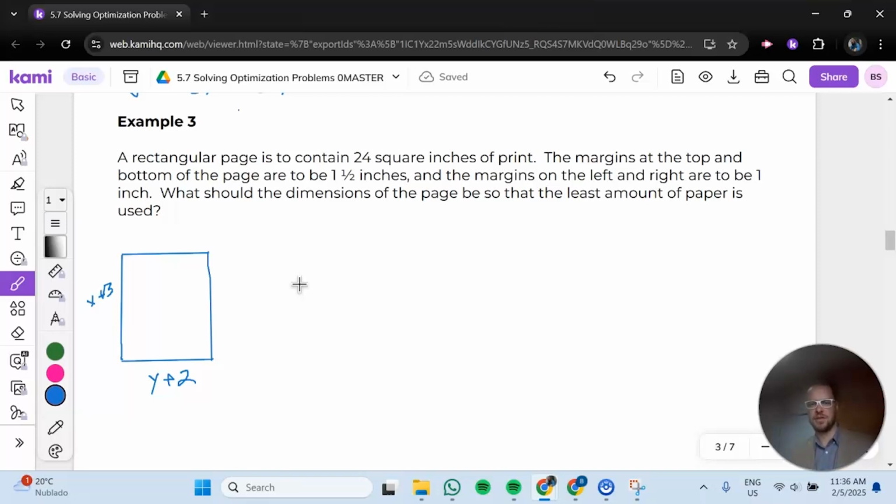Okay. Now, why is it those things? Because here I'm taking out the margins at the top and bottom, which are 1.5 inches. So the printed area is going to be just x. And then our margins are the 3. And then for y, we got our margins on the left and right that are 1.